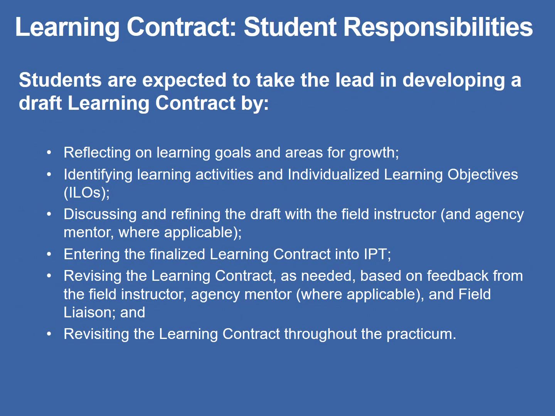The next slide speaks to the students' responsibilities in regards to the learning contract. So students are expected to take the lead in developing a draft learning contract by reflecting on learning goals and areas for growth, identify learning activities and individualized learning objectives, or ILOs, discussing and refining the draft with the field instructor and agency mentor where applicable, as well as entering the finalized learning contract into IBT.